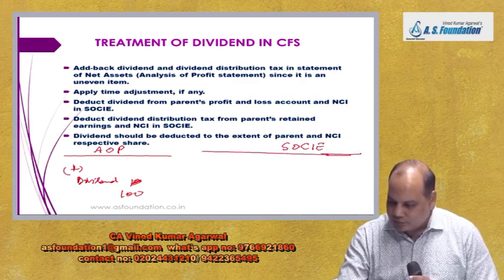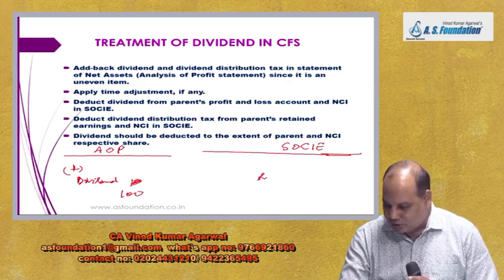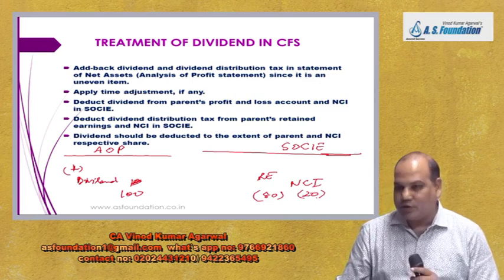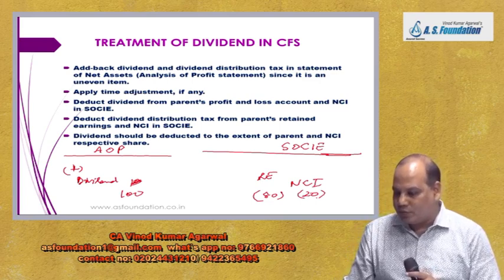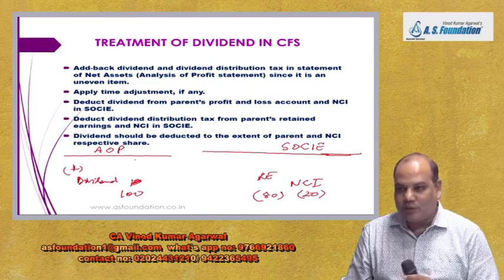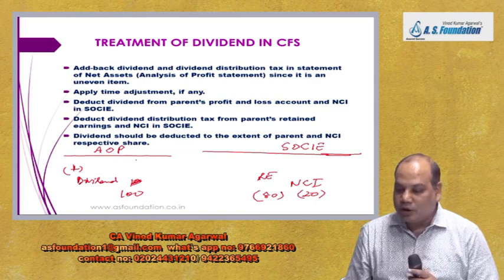In that there is a column retained earning, and one column NCI. 80% share of parent, 20% share of NCI. So we'll reduce it from SOCIE. Now please remember, add back dividend only if the profit given to you in the book of subsidiary is after charging dividend. If they have not deducted dividend, then you don't add back also.